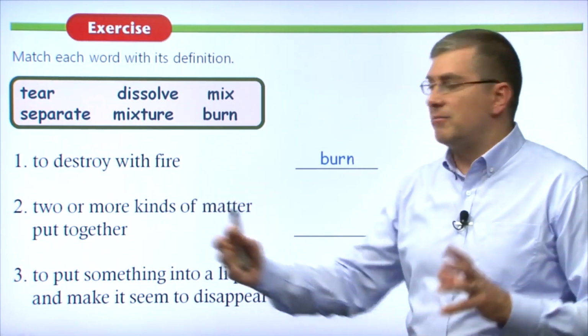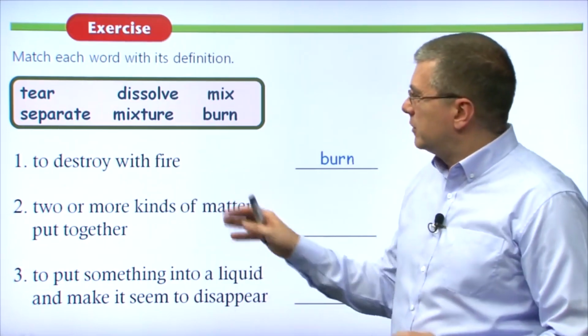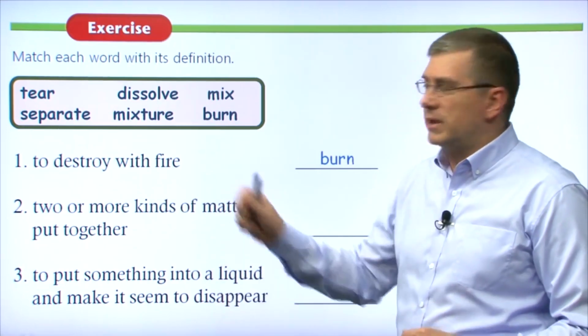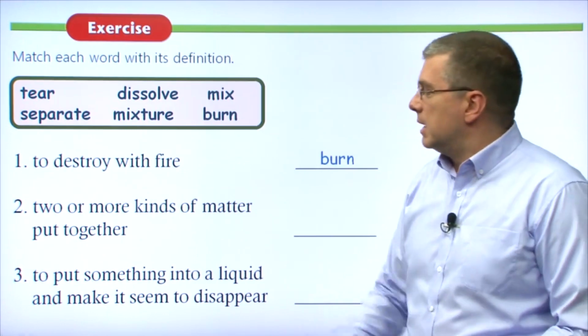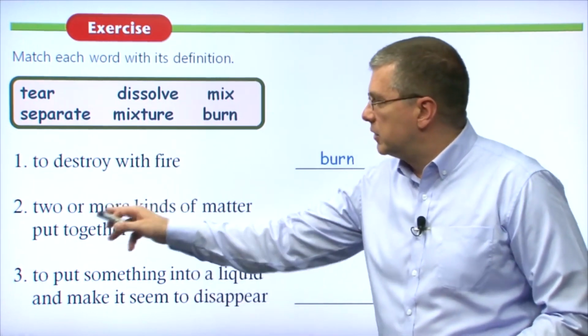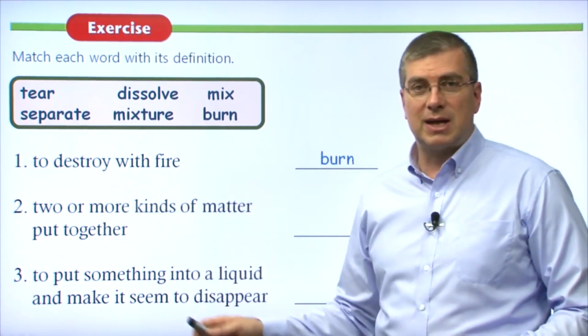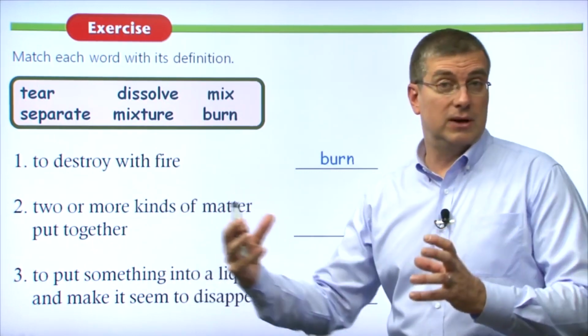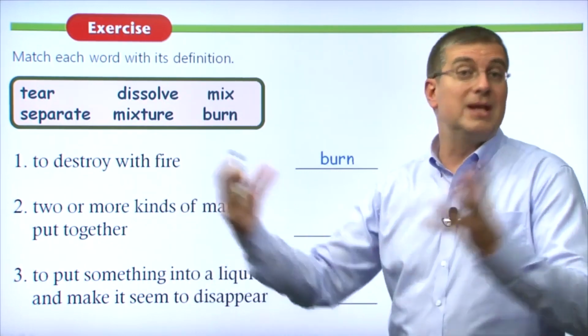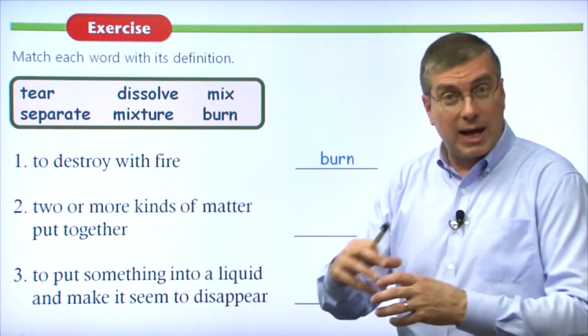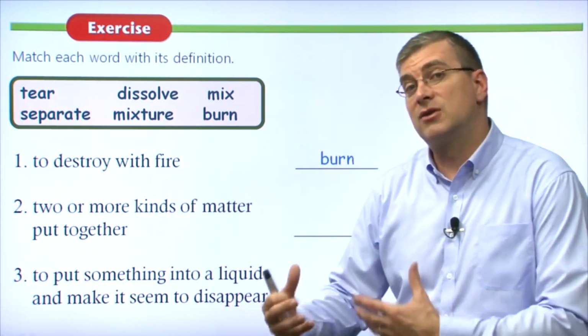Okay, number two. Two or more kinds of matter put together. Now we have two similar words here. We've got to be careful. One is a noun and one is a verb. So we're looking for the noun here. Two or more kinds of matter put together. So if we have two different types of nuts or three different types of nuts, and we put them all together, right? What do we have as a result?